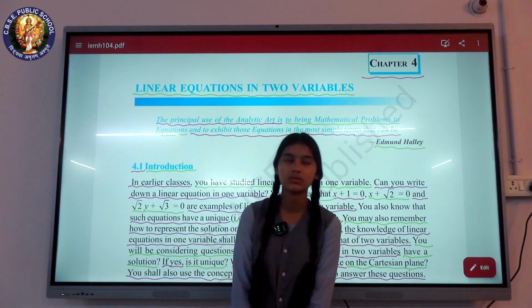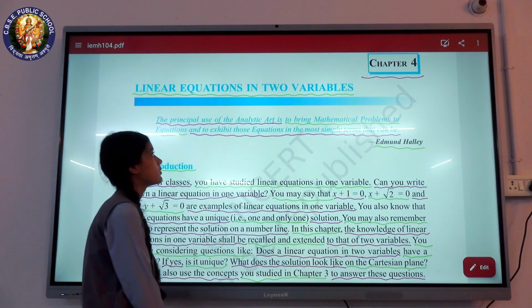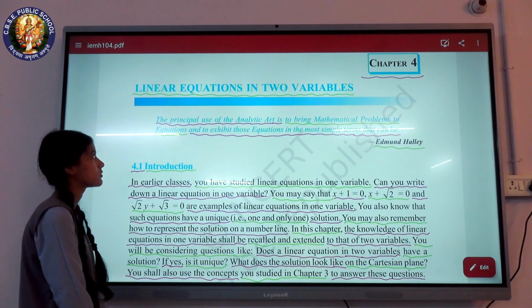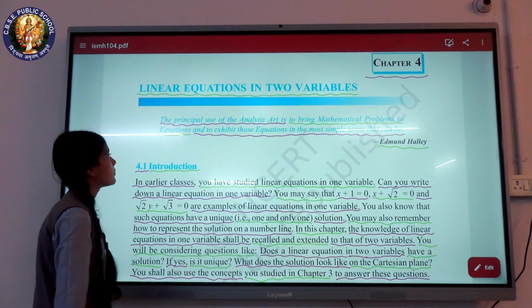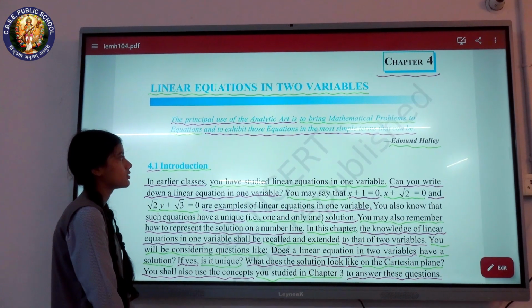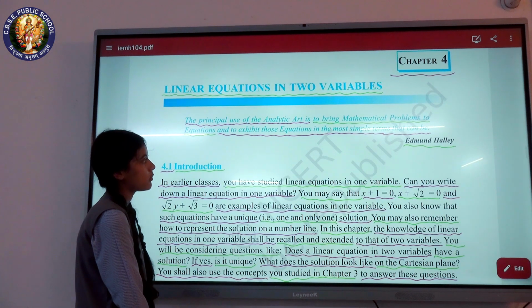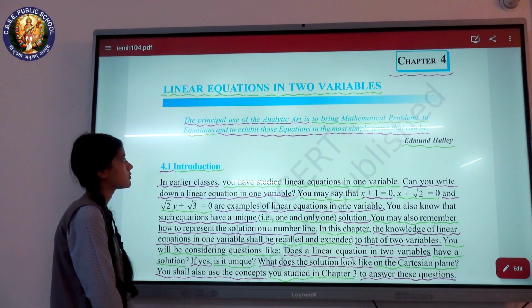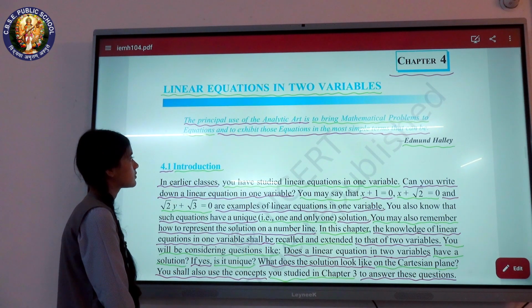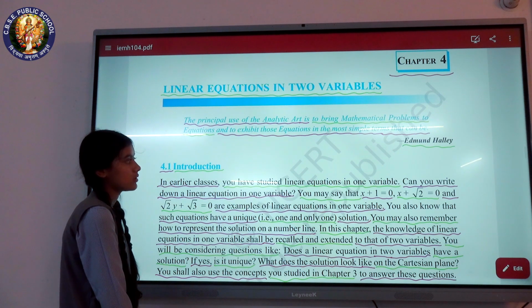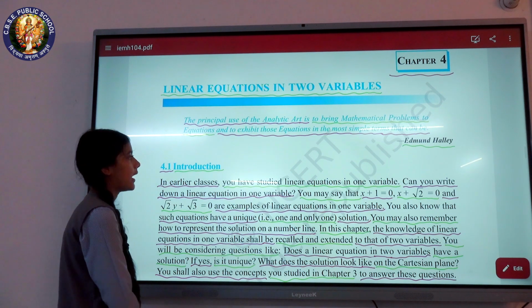Equations in Two Variables. So, chapter 4, Linear Equations in Two Variables. The principal use of the analytic art is to bring mathematical problems to equations and to exhibit those equations in the most simple terms that can be. Edmund Halley.